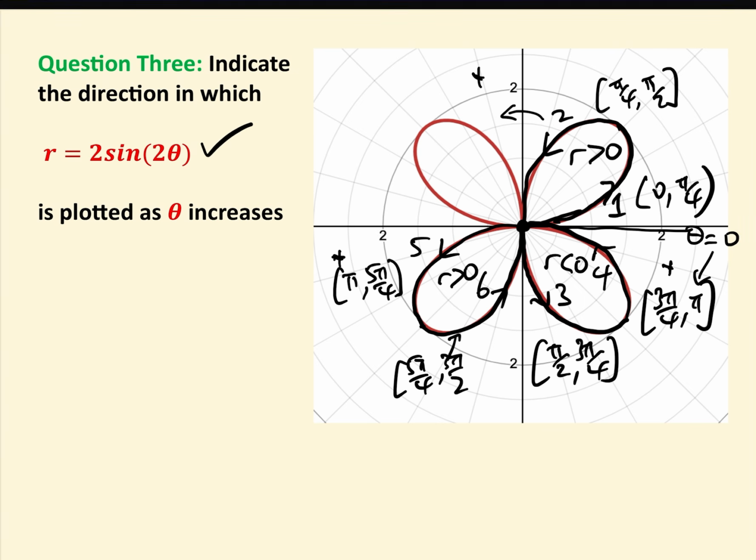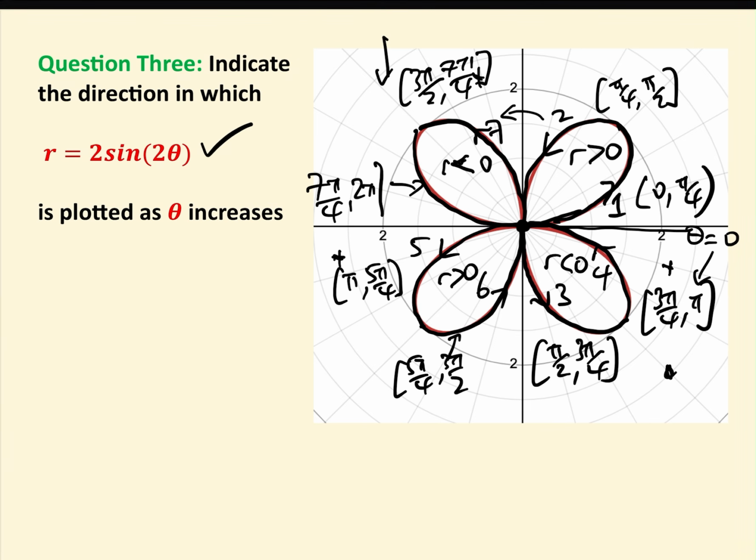And finally r hits 0 again, so it goes negative again. So instead of being in this quadrant, it goes into this quadrant, so r will be negative here, and the 7th one is this one here, going like that, and that is for 3 pi over 2 to 7 pi over 4. Then finally the 8th one, which has finally mapped the entire thing, is 7 pi over 4 to 2 pi, and you can see it has taken us 2 pi to do that.